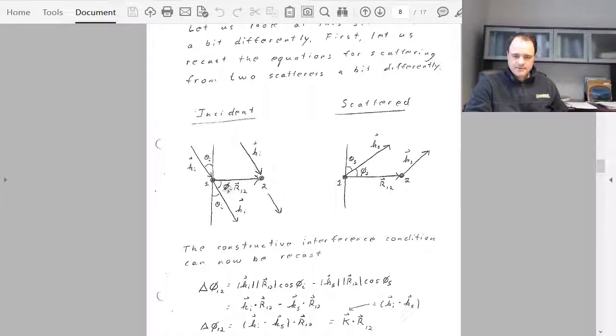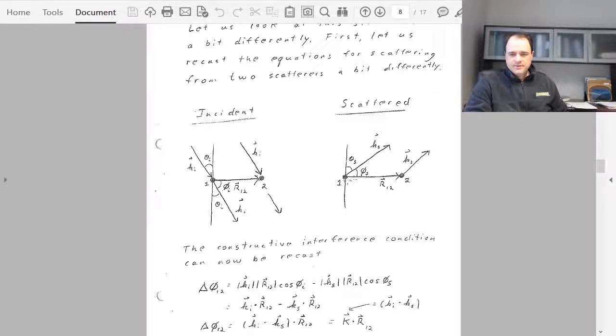This is theta I, this is phi I, 90 degrees. So my sine theta I turns into cosine phi I. And likewise, we call this vector going from this scatter to this scatter, from scatter 1 to scatter 2, R1,2, R sub 1,2. This will be what's called the translation vector, going from this scatter to that scatter, R sub 1,2.